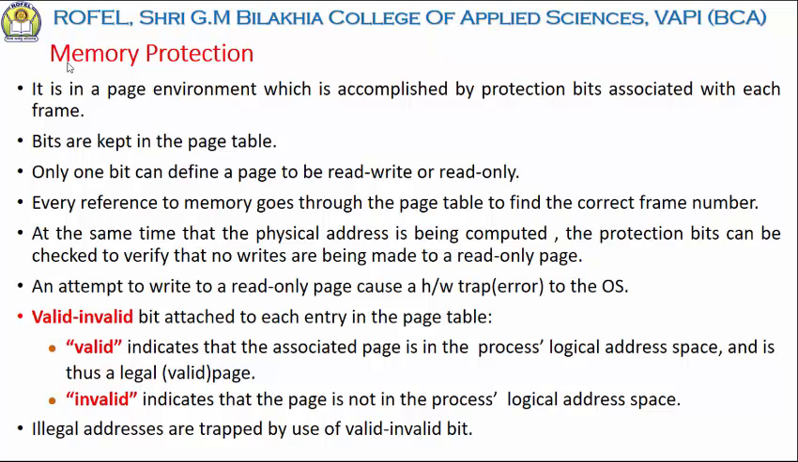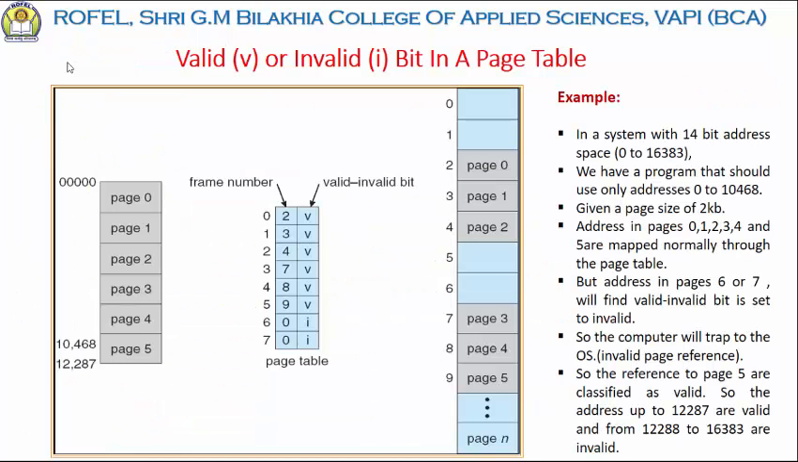Now let us see an example of valid and invalid pages. See over here. This is a page table which contains two different values. One is the frame number and one is the valid-invalid bit. This is the index 0, 1, 2, 3, 4, 5. This is the frame number and this is the valid-invalid bit. Now this is the logical address space which provides some pages: page 0, page 1, page 2, page 3, page 4 and page 5.